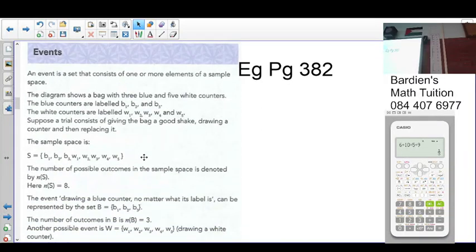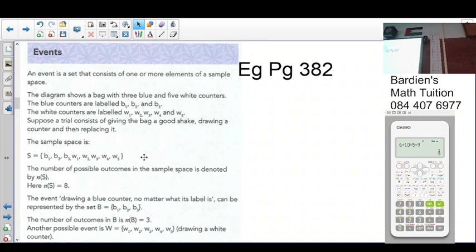The diagram shows a bag with 3 blue and 5 white counters. Okay, the blue counters are labeled B1, B2, B3, while the white counters are labeled W1, W2, W3, W4, W5. Suppose a trial consists of giving the bag a good shake, drawing a counter, and then replacing it. The sample space will simply be B1, B2, B3, W1, W2, W3, W4, W5. You guys understand? Okay.